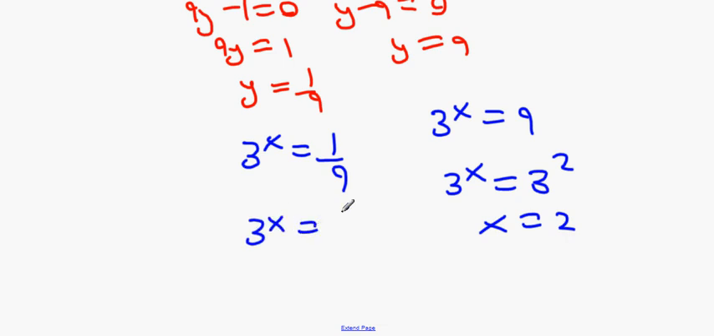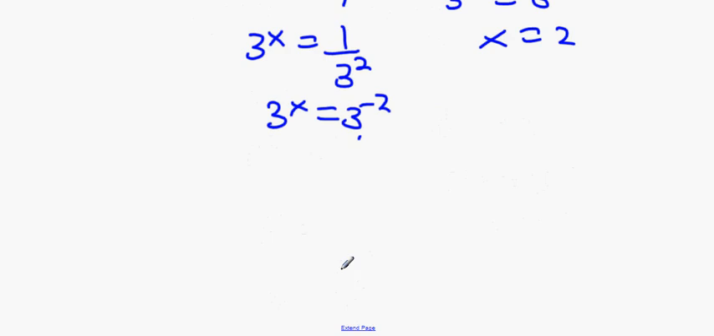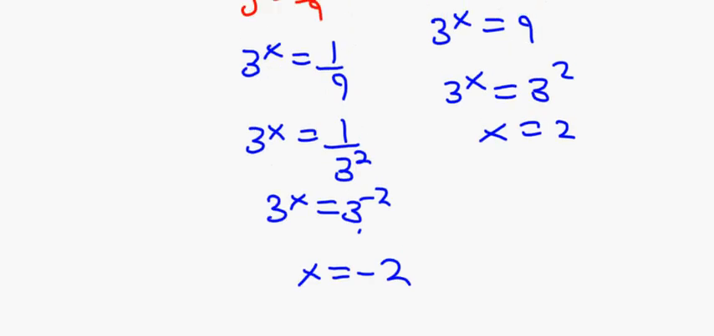3 to the power of x equals 1 over 3 squared. That's like the negative rule. We can bring it to the top, we can turn it into a negative number. 3 to the power minus 2. And therefore x equals minus 2. Okay, you need to know all your rules to make sure you know how to do this.